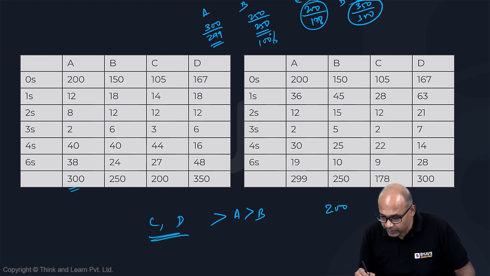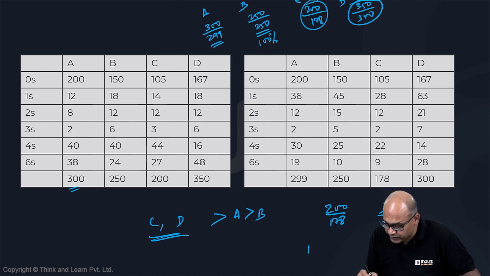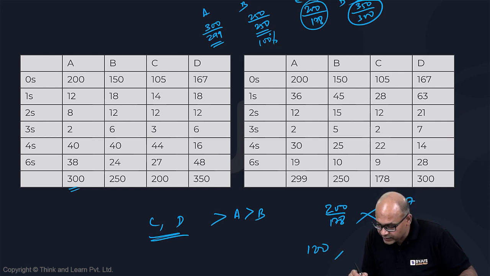So 200 by 178 versus 350 by 300. Let me take this out. 5 7s are 35, 5 6s are 30. So 7 by 6, so this is 1200, cross multiply. 1200 compared with 7 8s are 56, 7 7s are 49, 53, 54, and so on.